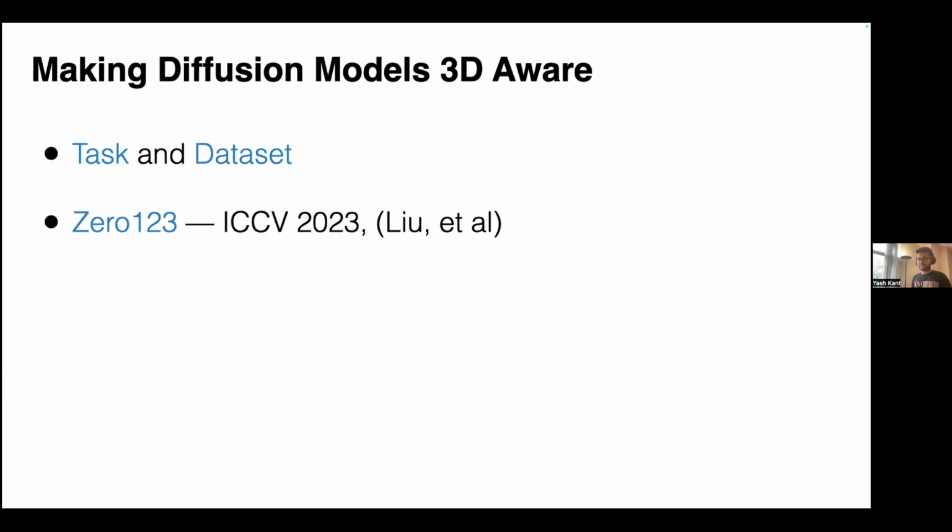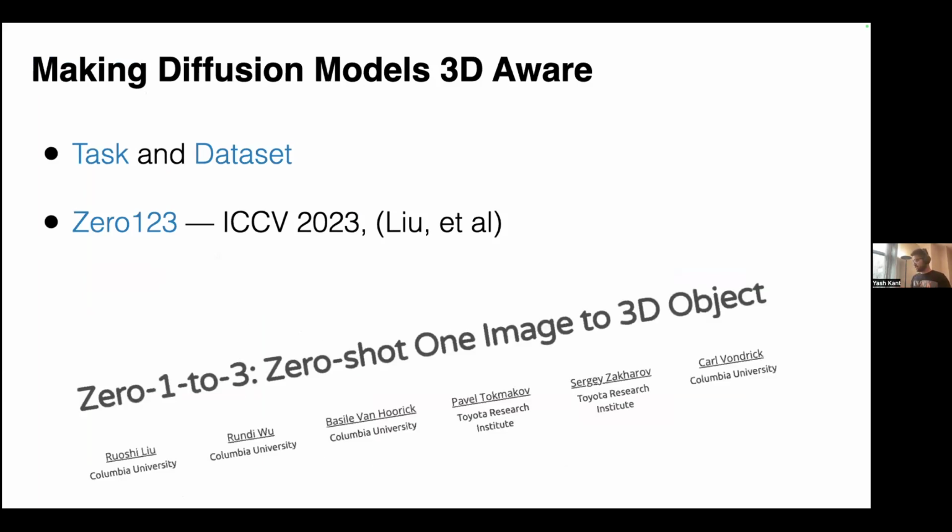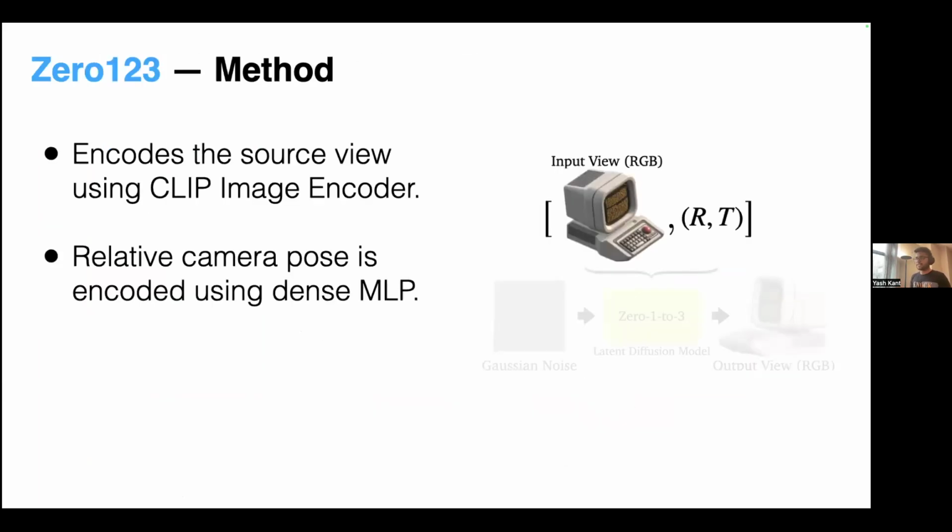So let's talk about our first work, or the baseline that we use. So this is Zero-1-to-3. This was published by folks from Columbia University. And I'll discuss the method of how it basically works.